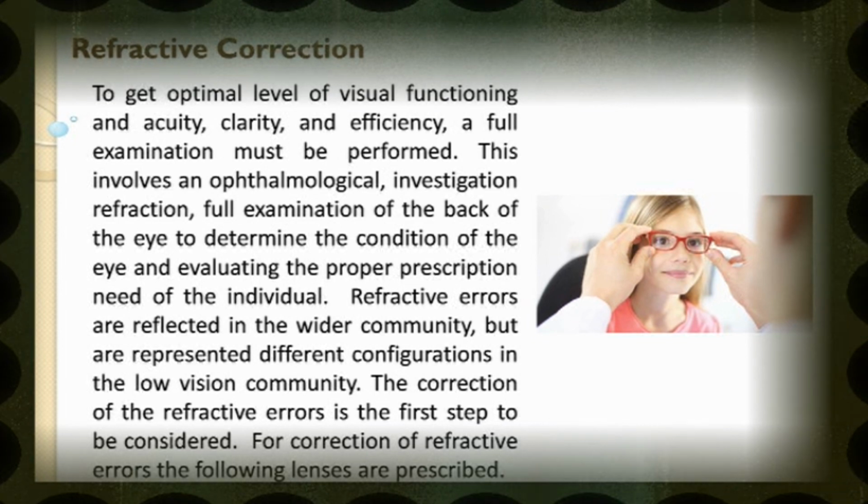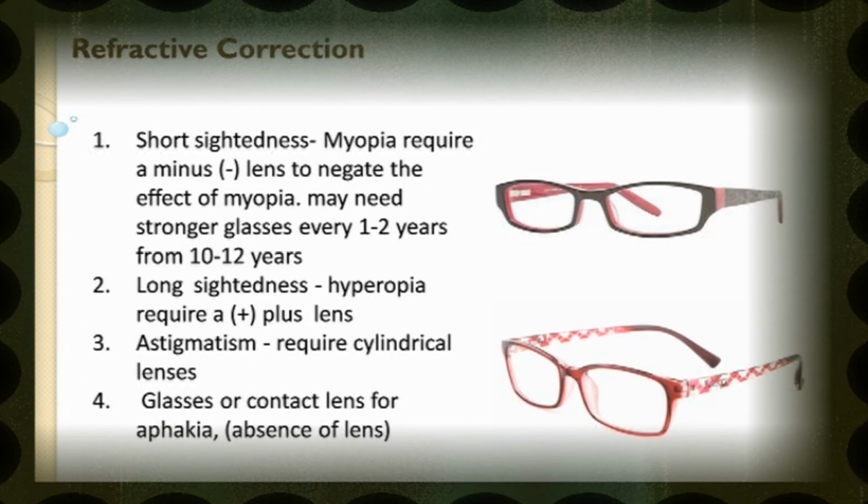For correction of refractive errors, the lenses prescribed are as follows. Short sightedness, myopia, requires a minus lens to negate the effect of myopia, and may need stronger glasses every 1 to 2 years from 10 to 12 years of age. Long sightedness, hyperopia, requires a plus lens. Astigmatism requires cylindrical lenses. Glasses or contact lens are used for aphakia, that is, absence of lens.